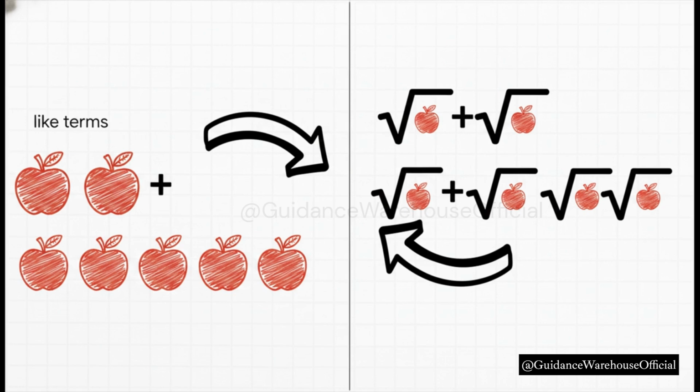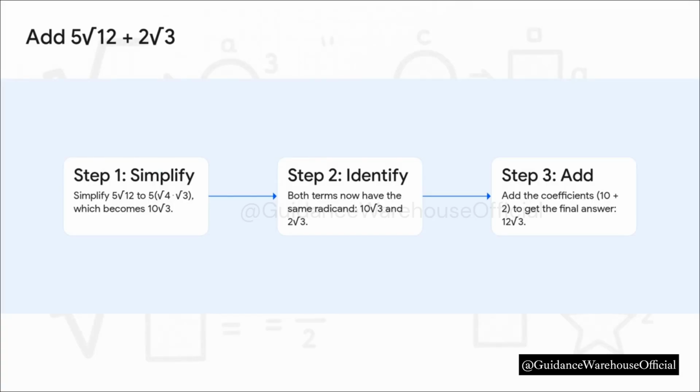For radicals to be like, they have to have the exact same number under the root, the same radicand, and the same index. So if you look at this problem, it seems like we're stuck. We can't add them because we have a 12 and a 3 under the radicals. But wait, this is where our simplifying skill comes into play.